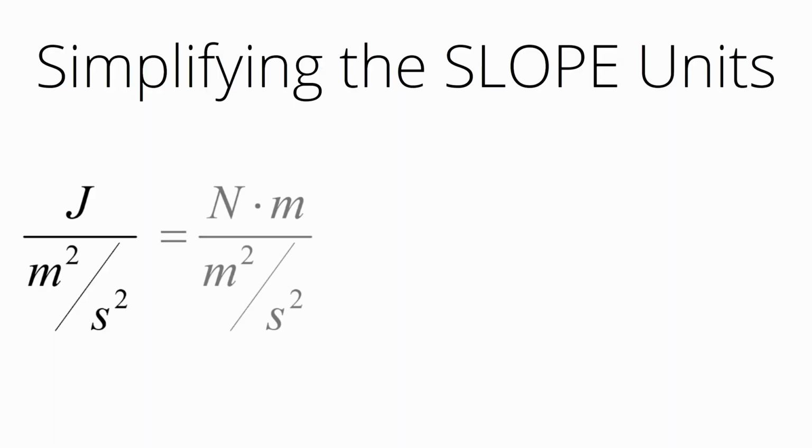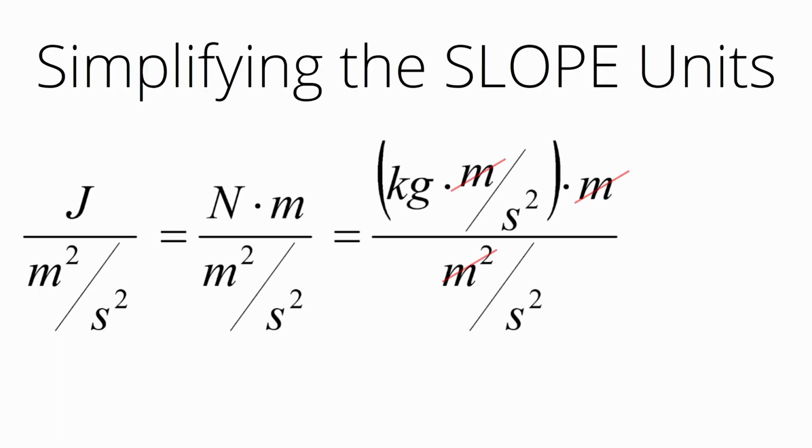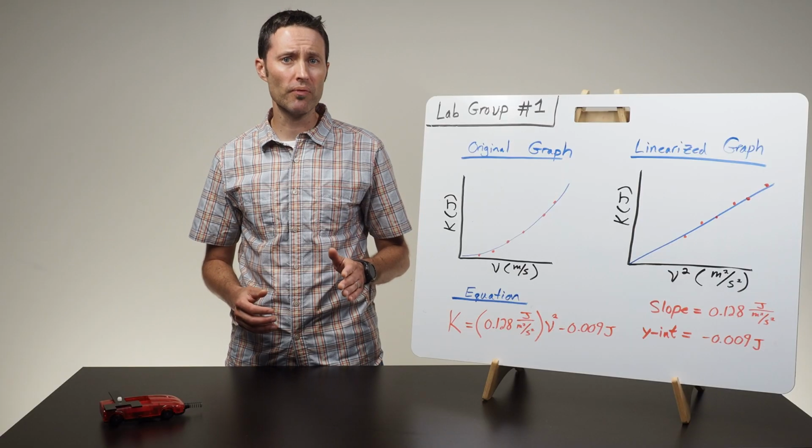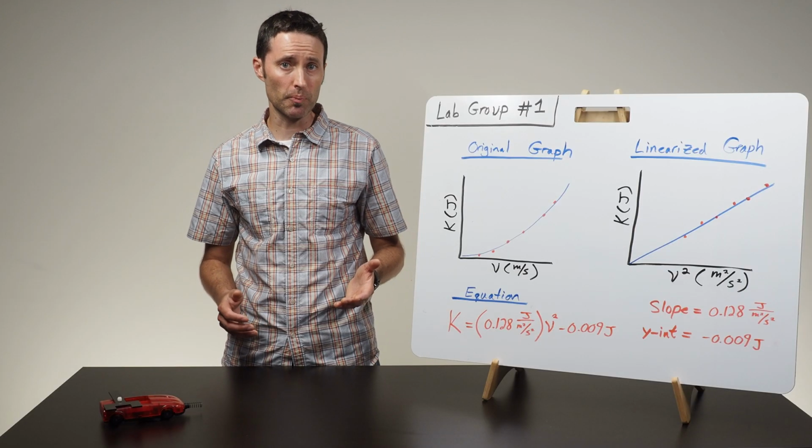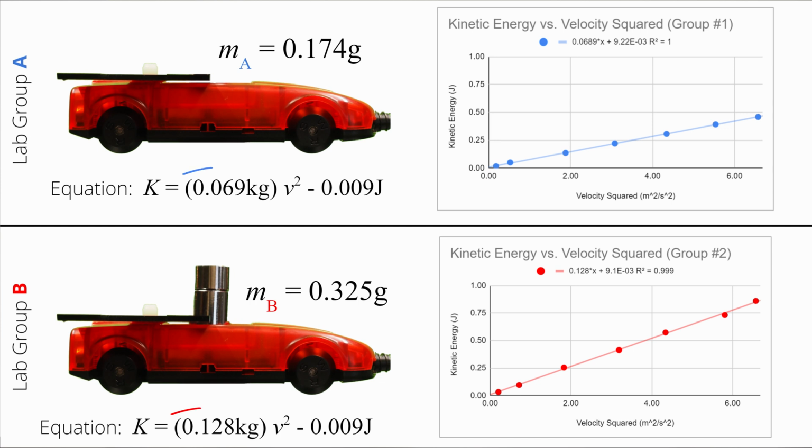If students simplified the slope units, they should find that the slope only has units of kilograms. This suggests that the values represent a constant mass. When students compare their slope value to the car's mass used in the experiment, they should find that the slope is not equal to the car's mass. The slope value is approximately equal to 1/2 of the car's mass.